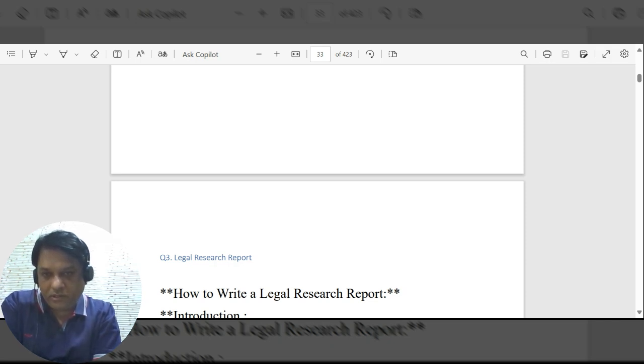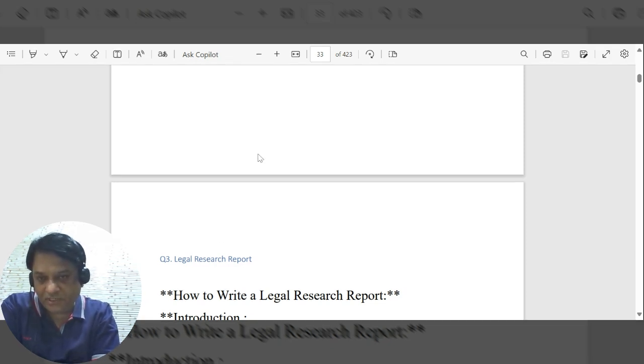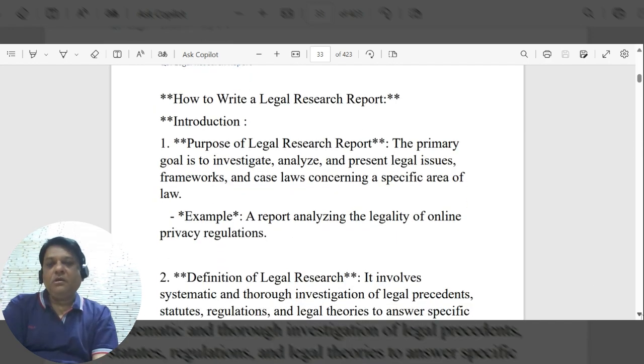So, now the third question, which is legal research report. How to write a legal research report. The introduction, the purpose of legal research report. The primary goal is to investigate, analyze, and present legal issues, frameworks, and case laws concerning a specific area of law. Example, a report analyzing the legality of online privacy regulations.